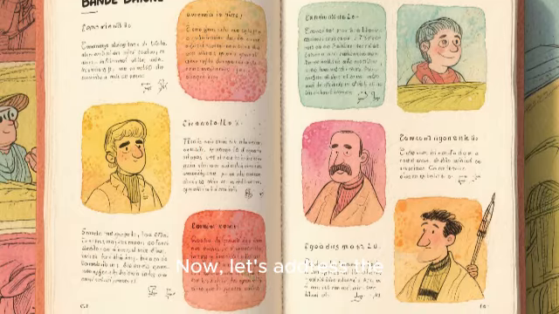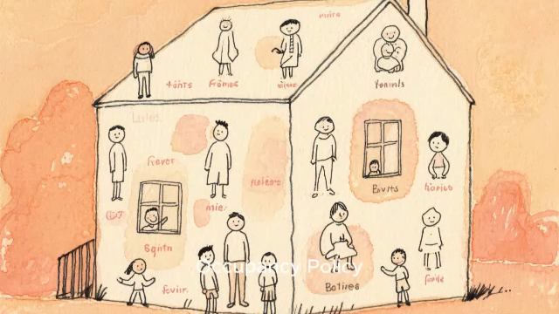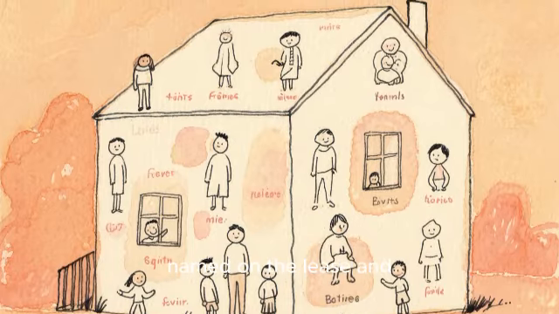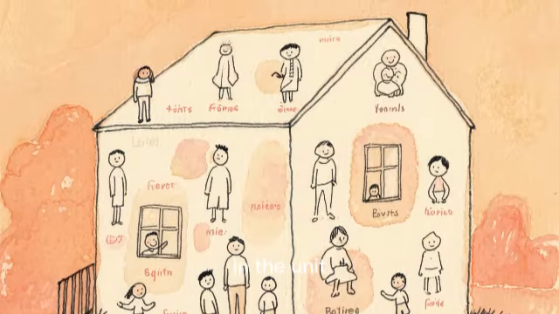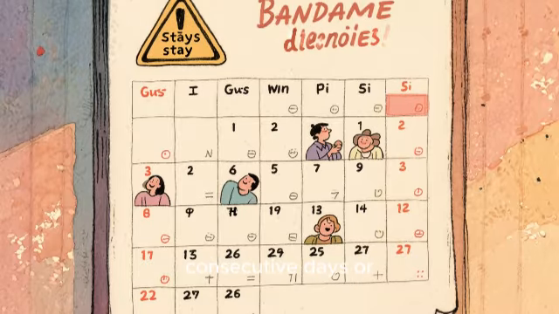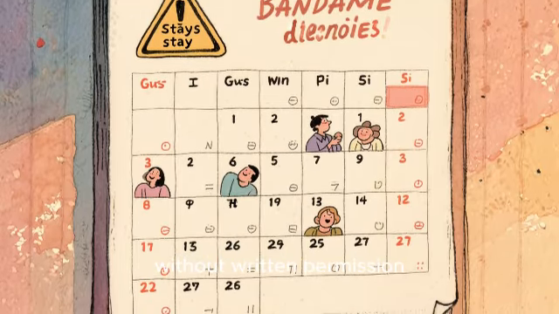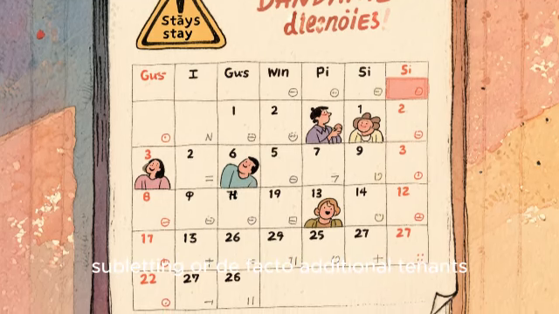Now, let's address the clauses that prevent the most common problematic scenarios. Occupancy policy. Explicitly state that only the individuals named on the lease and their minor children may reside in the unit. Specify that guests may not stay for more than 14 consecutive days or 30 total days in a year without written permission. This prevents unauthorized subletting or de facto additional tenants.